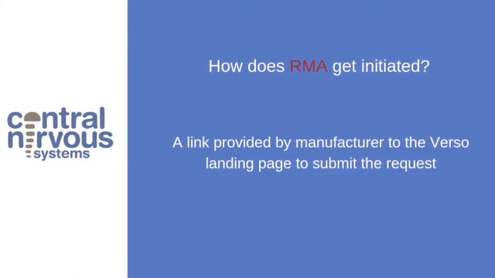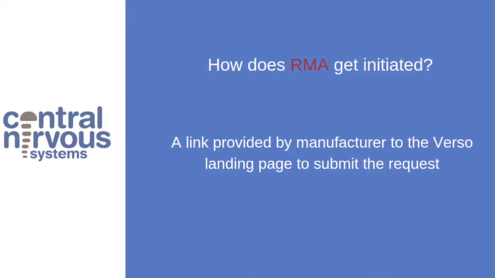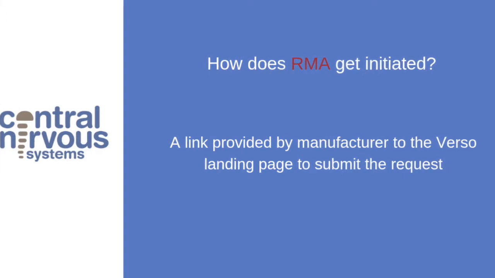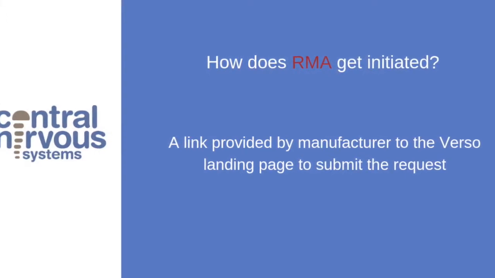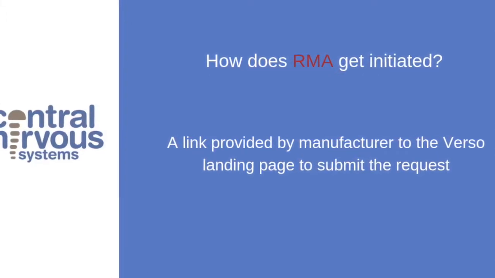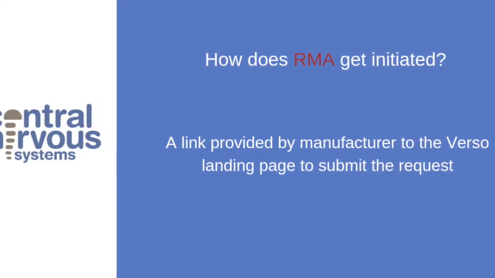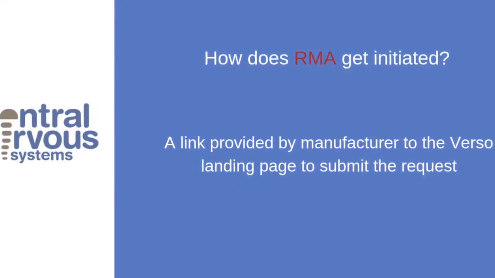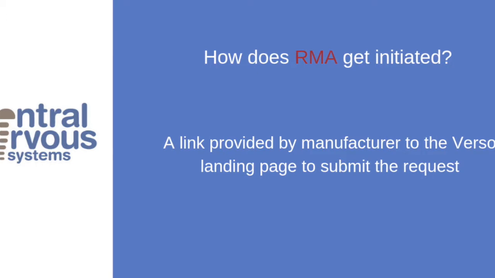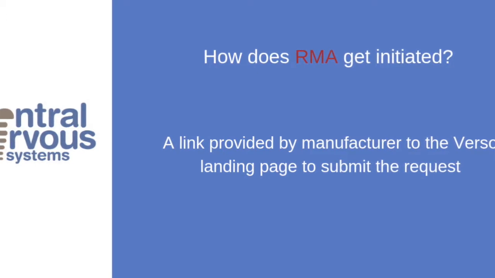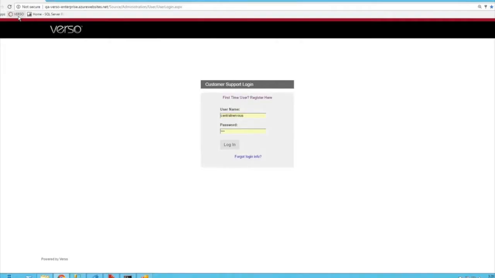What happens is that the manufacturer will provide their customer, whoever it is that would actually want to submit an RMA, with a link. And that link is to the landing page with Verso where they start the whole process. So that could be a link in an email, or a link on your website, something like that that gets the customer to here. And Eric, you can take over and tell us what happens after this.